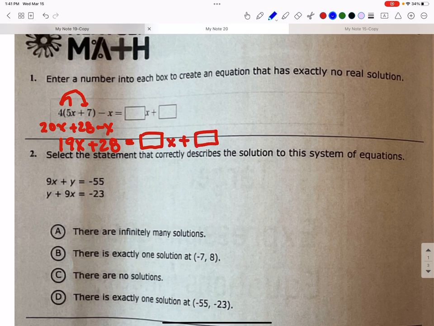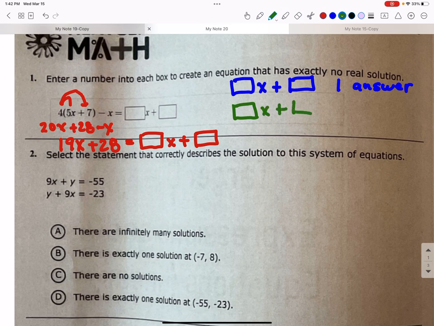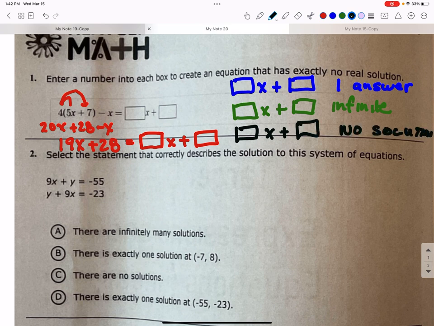Now we have 3 options. Let's say we want this equation to have one answer, like a normal problem. Let's say we want this problem to have infinite solutions. Let's say we want this problem to have no solution. What do we need? So this is a big skill that they want you to have at this level.